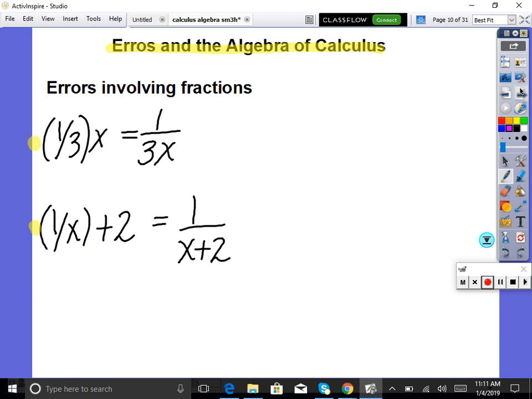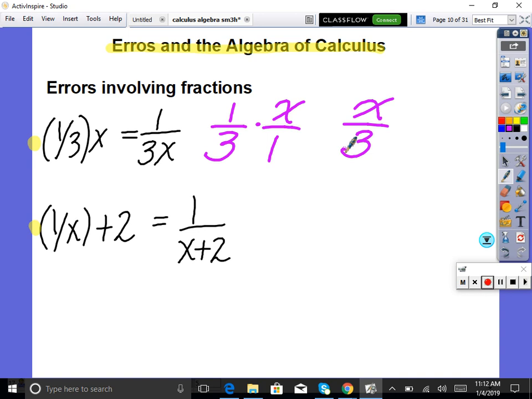Couple more errors, we'll get into the worksheet here. This is important. A third x people think is 1 over 3x. So watch. 1/3 x is 1/3 times x over 1, isn't it? When we multiply fractions, we multiply straight across. So wouldn't that be x over 3? You guys see what they did?